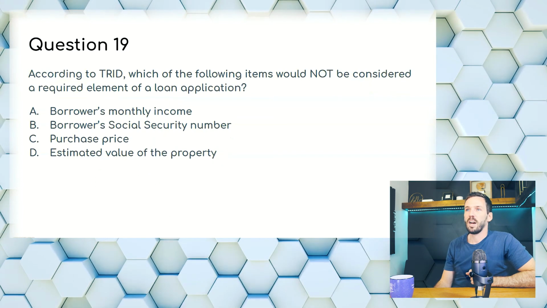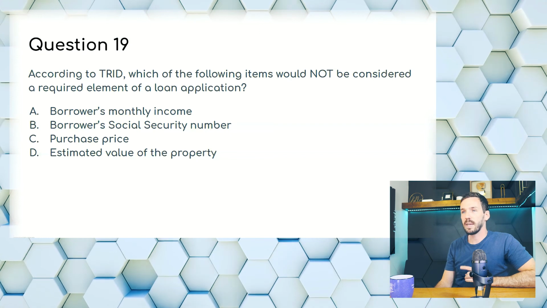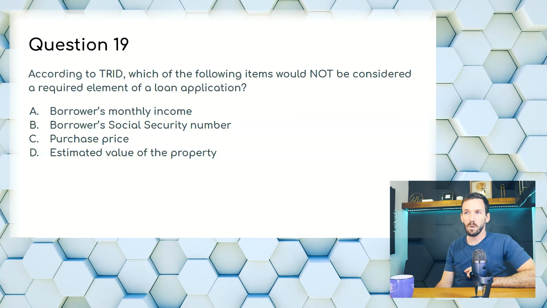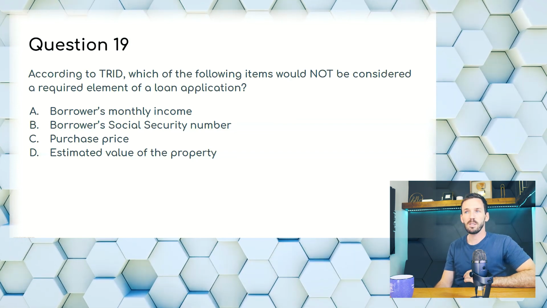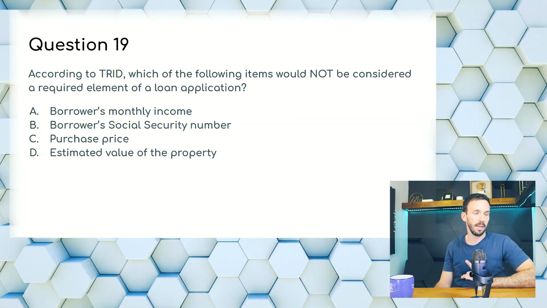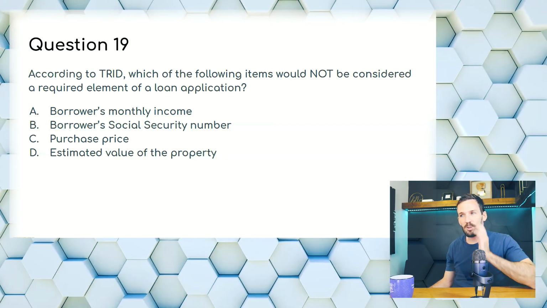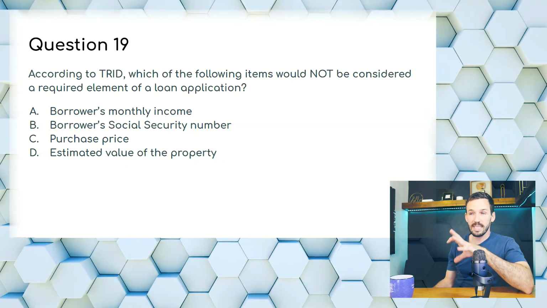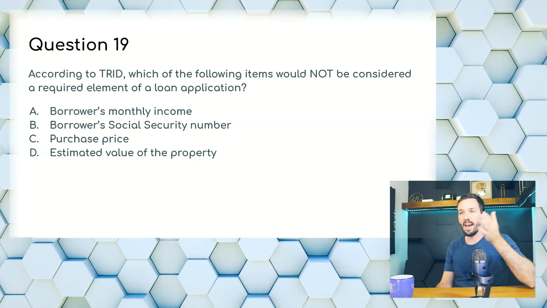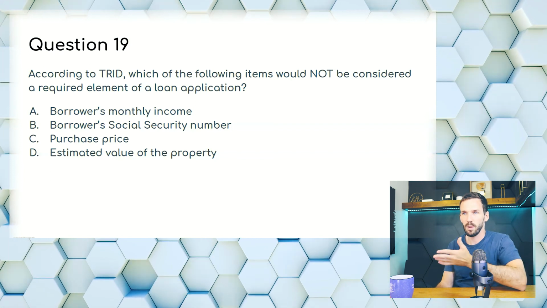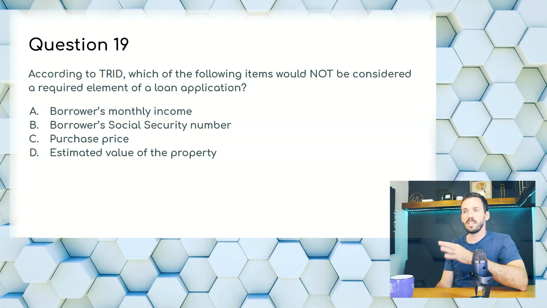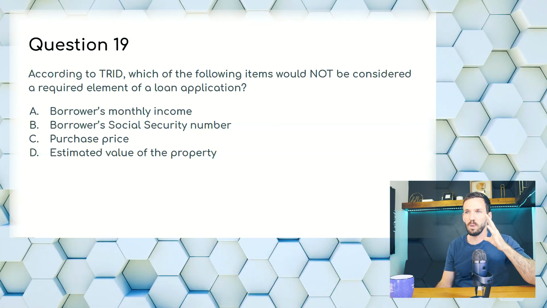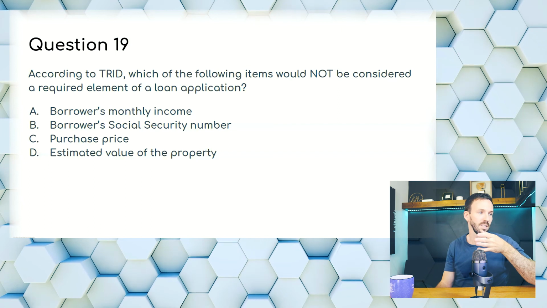Question 19. According to TRID, which of the following items would not be considered a required element of a loan application? Borrower's monthly income, borrower's social security number, purchase price, or estimated value of the property. So I'm not sure I'd get this right if I were to find this on an exam without knowing what the answer is already. I'd probably say D because you're applying for a loan based on how much you are planning to pay for that property. But I guess you can only get approved depending on what the appraisal comes back as at the end of the day. So kind of a weird question, but C here is the answer.